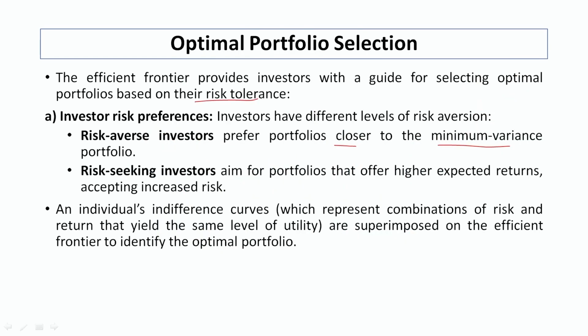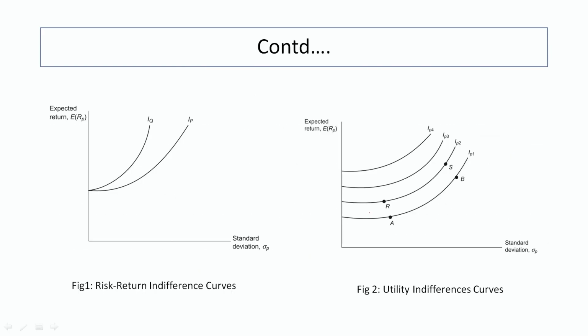An individual's indifference curves, which represent combinations of risk and return that yield the same level of utility, are superimposed on the efficient frontier to identify the portfolio. So on the basis of the efficient frontier, to identify the optimum portfolio we are going to put the indifference curve of individual investors, for risk averse investors as well as for risk seeking investors or risk takers, so that we can understand the basic utility or basic requirement of individual investors from a particular portfolio. So these are two particular indifference curves.